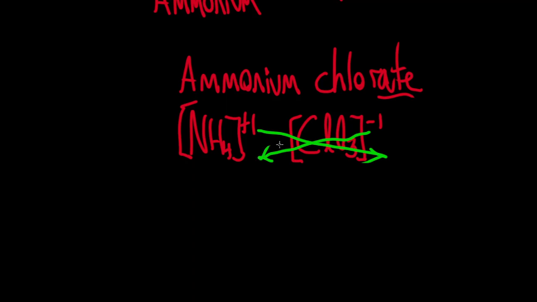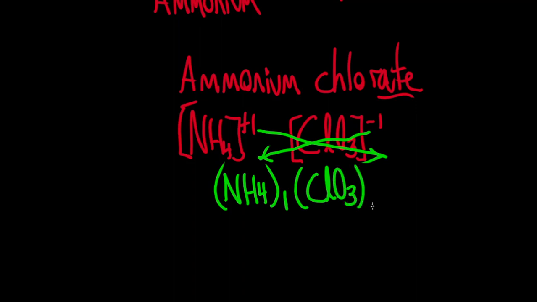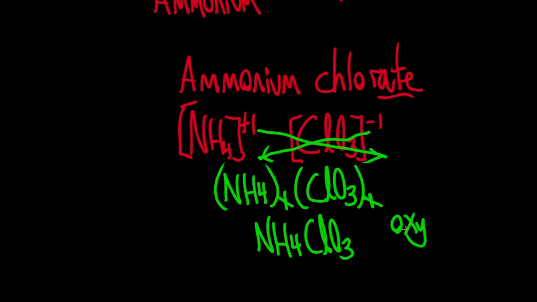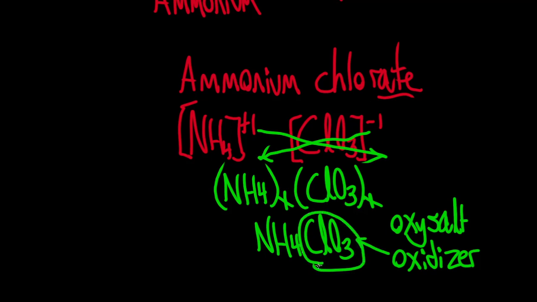So all I do is use Old Faithful, my crisscross method, and I end up with NH4 with a 1 coefficient, ClO3 with a 1, cross that out, and I get NH4ClO3. Because that is an oxy radical, this is going to be an oxysalt, and it's going to be an oxidizer. Okay, all because of that oxyanion there.